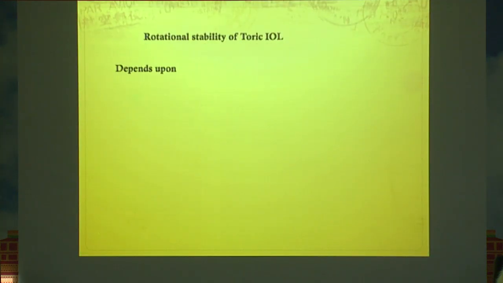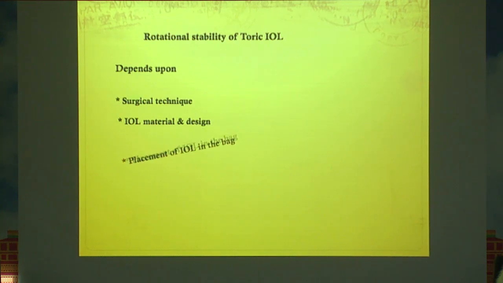Rotational stability is a very important factor. It depends upon the surgical technique. If you have a good axis, then the chance of rotation is less, apart from the other factors. IOL material and design are important, because silicone IOLs are less stable than acrylic material, and the open loop haptic is slightly less stable than the closed loop, like plate haptics. So the design is important.